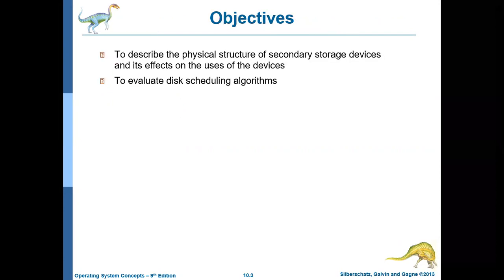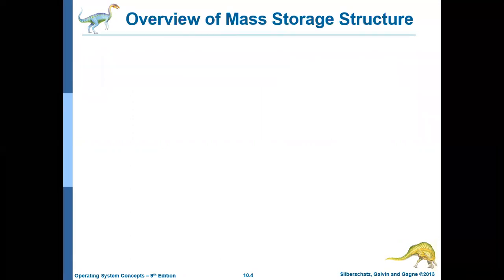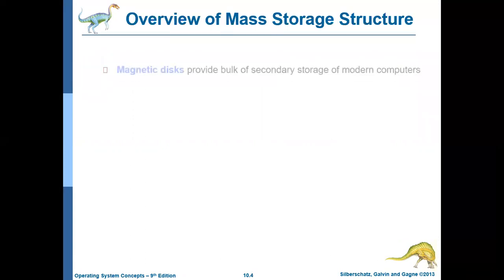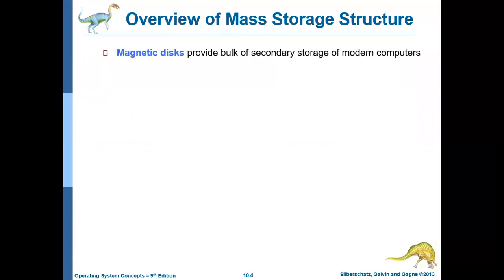And the objective of this chapter is to describe the physical structure of secondary storage devices, that is mainly the hard disk, and its effect on the use of the devices. And also we'll be discussing several disk scheduling algorithms. So let us start with the overview of mass storage structures.